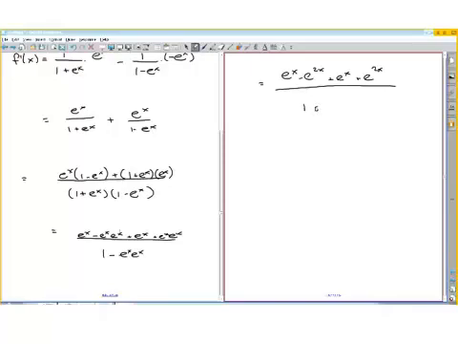And the same way in the denominator, so you get 1 minus e to the 2x from this term. As you can see, you can cancel these out because you've got negative and positive of the same term. So we get 2e to the x over 1 minus e to the 2x as your final simplified answer.